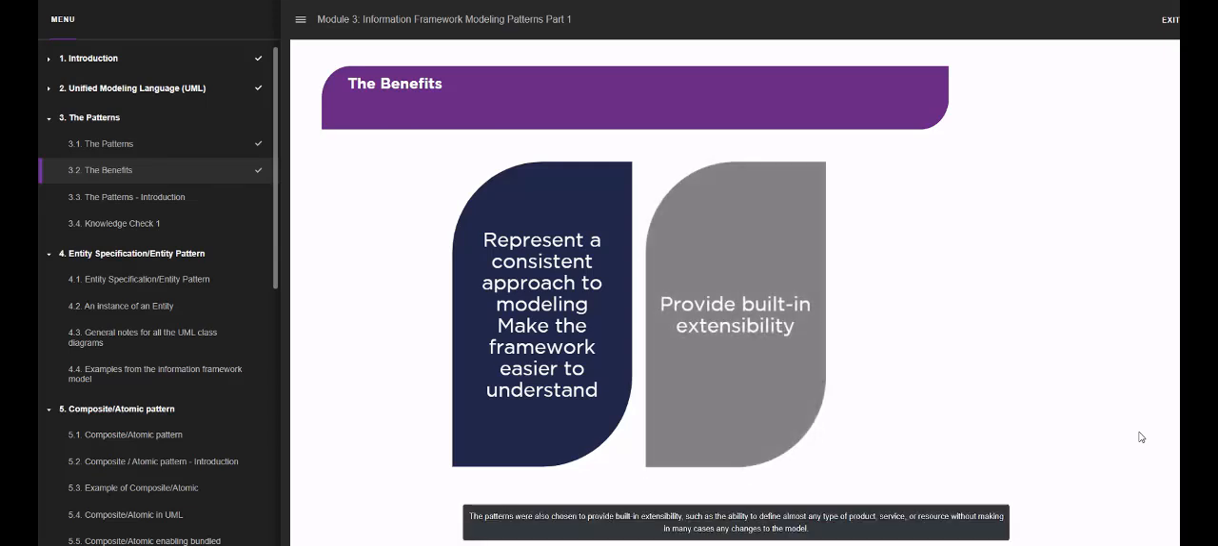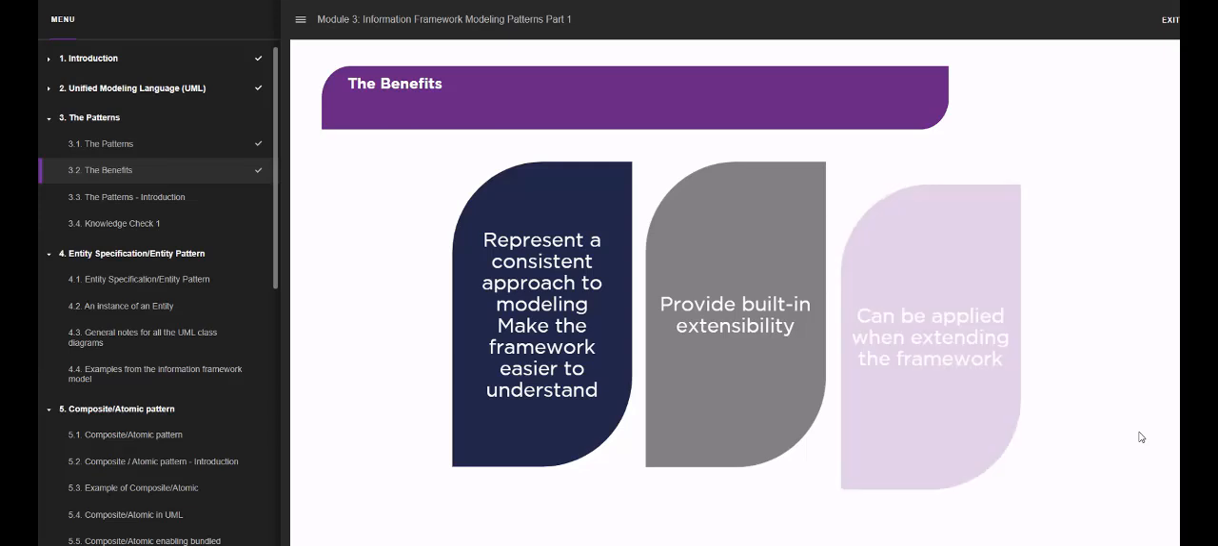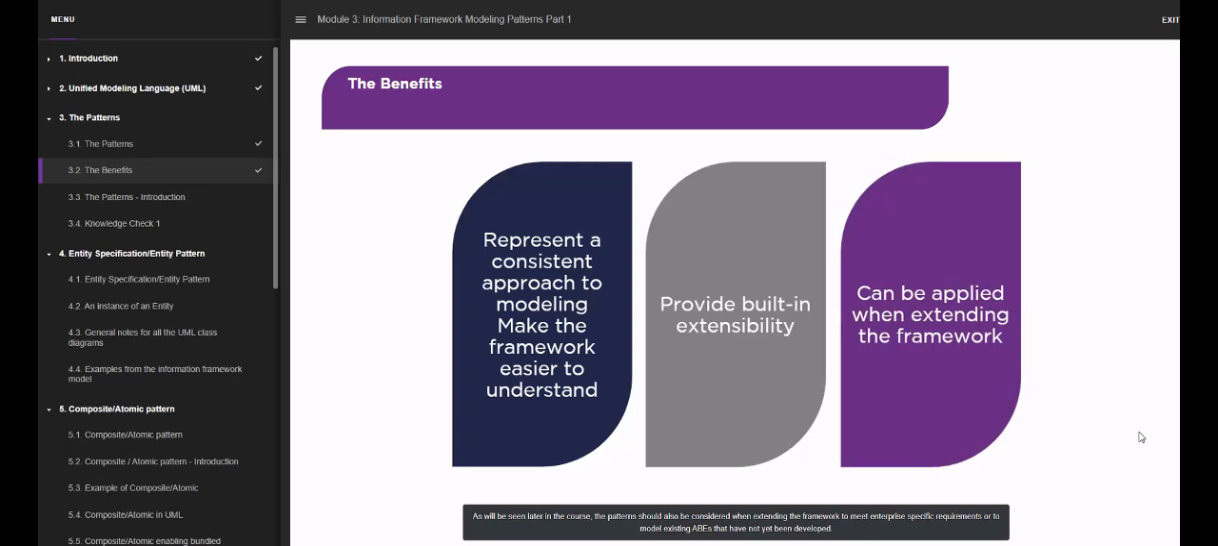The patterns were also chosen to provide built-in extensibility, such as the ability to define almost any type of product, service or resource without making many changes to the model. However, their use is not restricted to the product, service and resource domains. As will be seen later in the course, the patterns should also be considered when extending the framework to meet enterprise-specific requirements or to model existing ABEs that have not yet been developed.